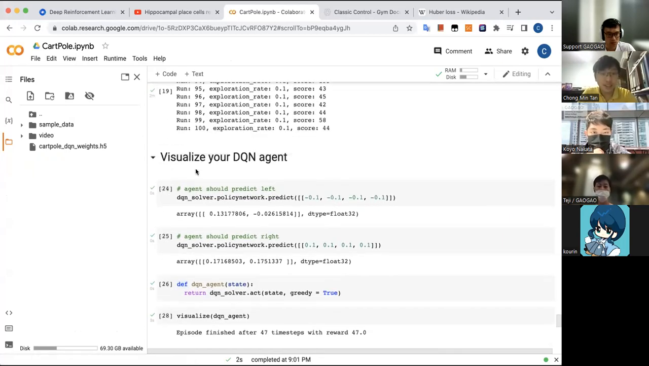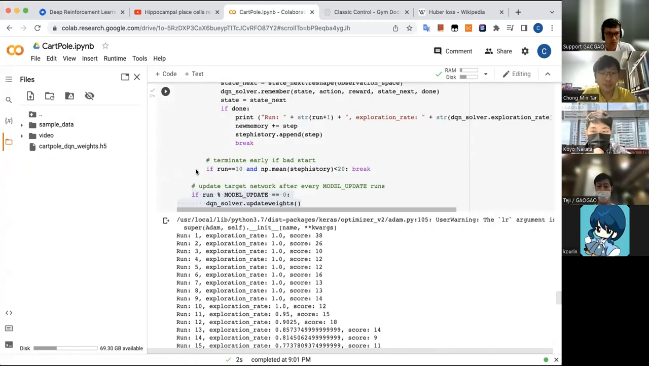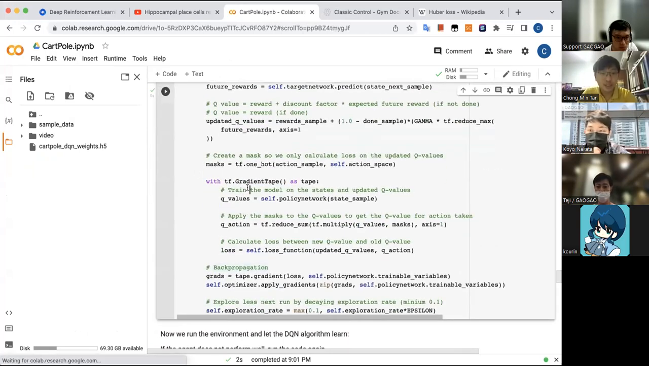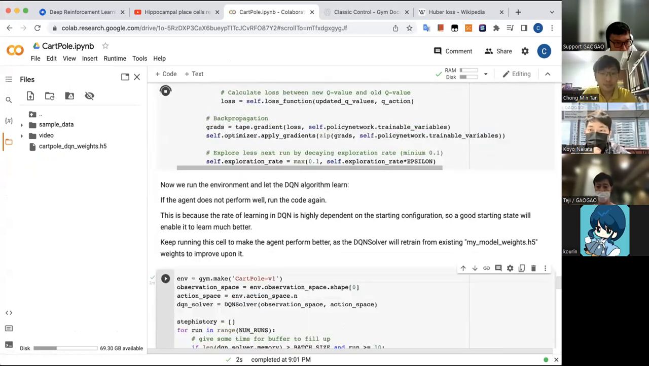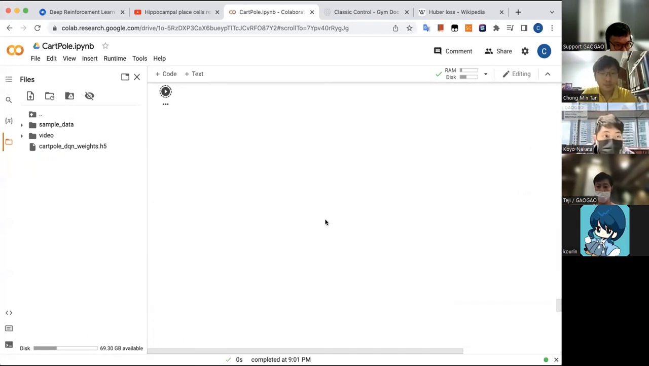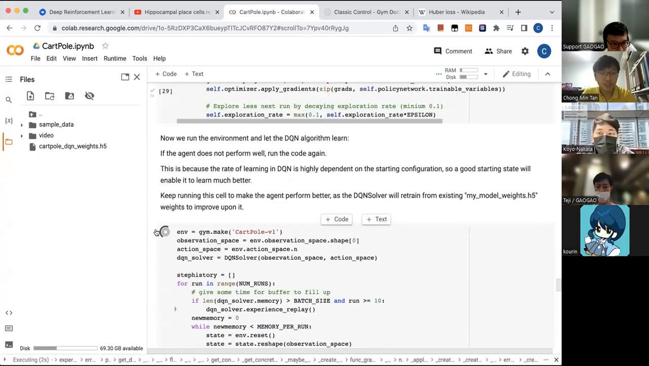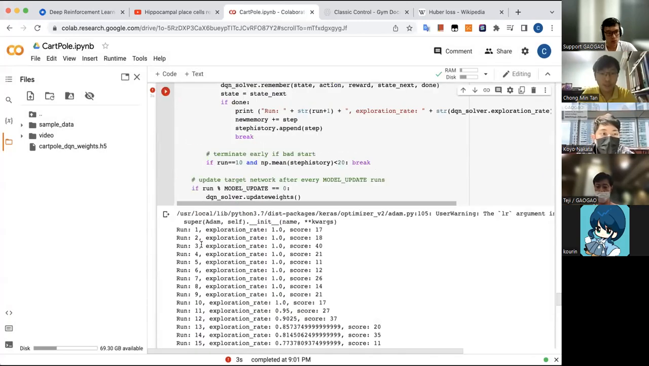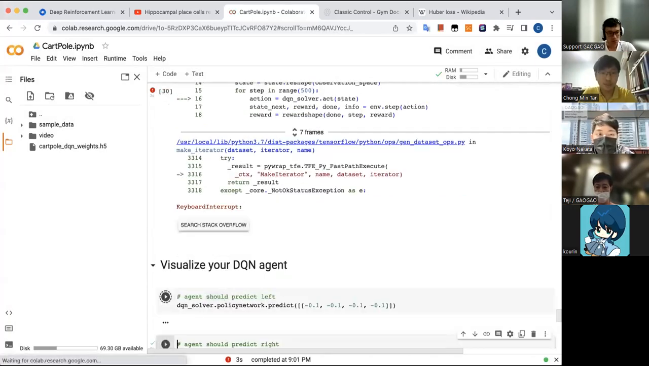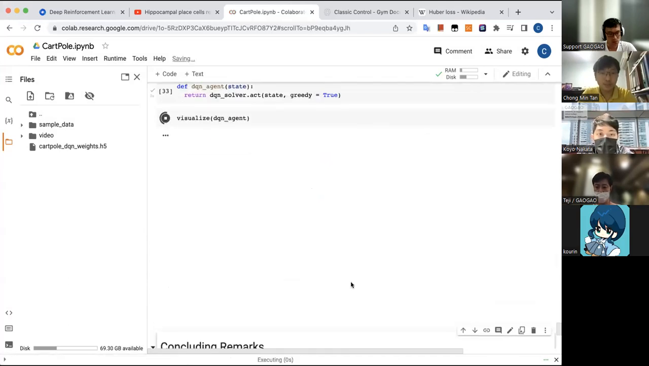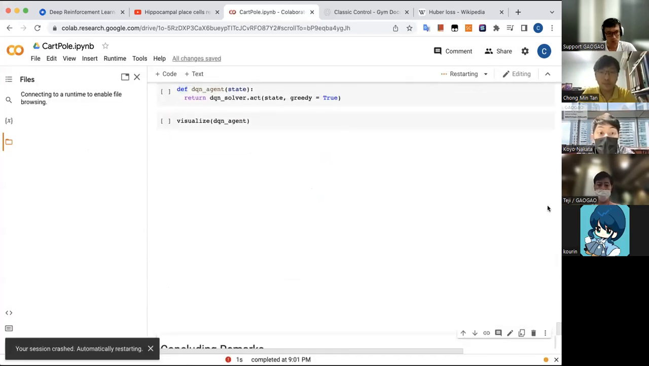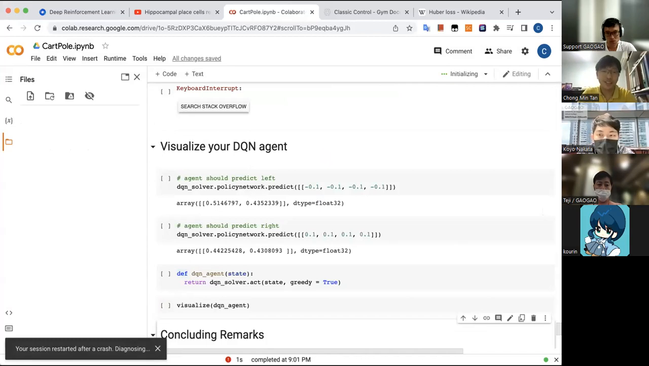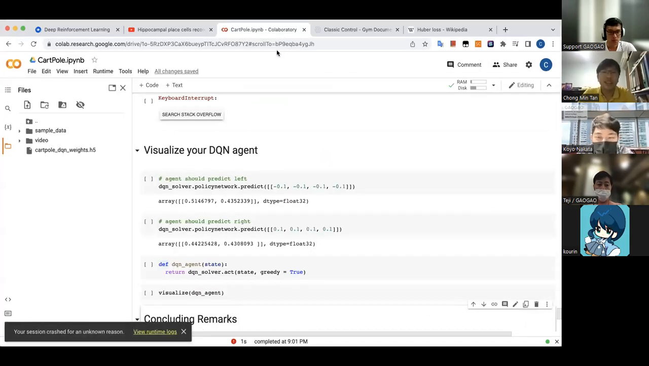Wait, sorry, I think I need to probably reinitialize it. Let me just reinitialize and stop this. I think this should work. Oh, it crashed.